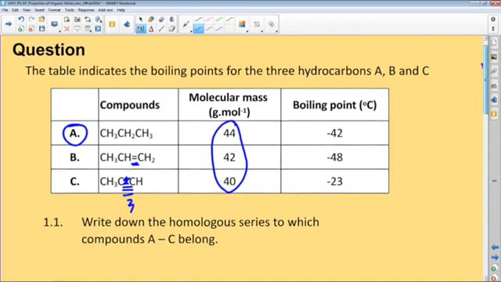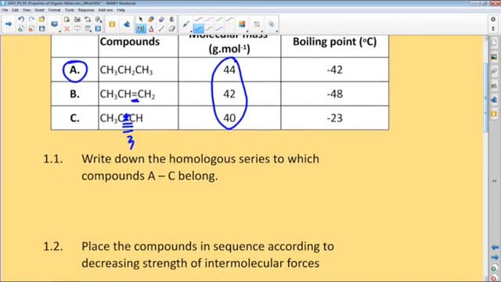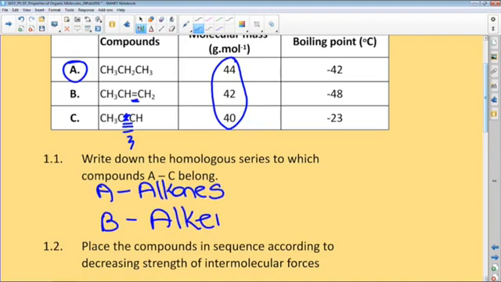Okay, so the first thing they ask is to write down the series to which A, B, and C belong. So A, all right, are our alkanes. So this is like what we did last time. Alkanes. B are my alkenes. Now, they're not asking you to name the compounds. They just want to know which family they belong to. And C is our alkynes.